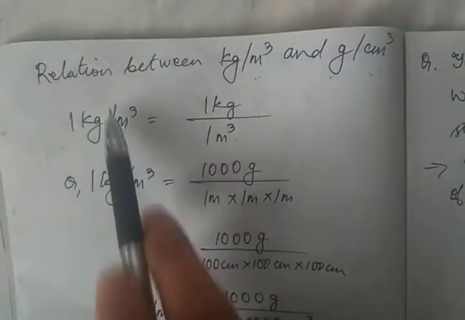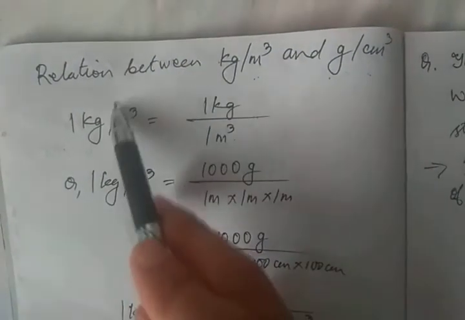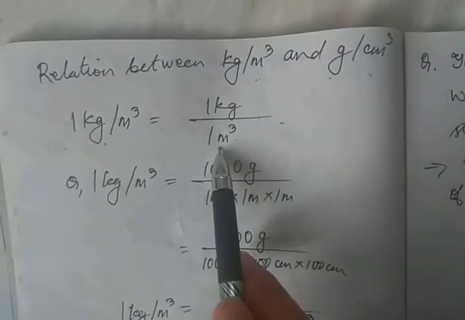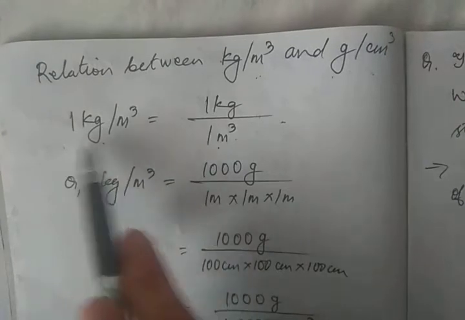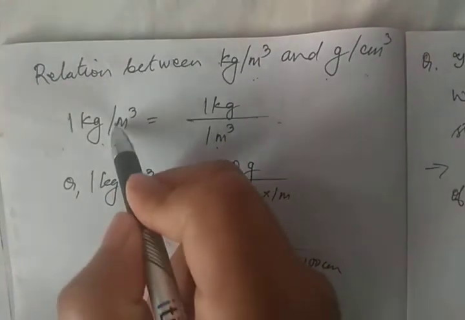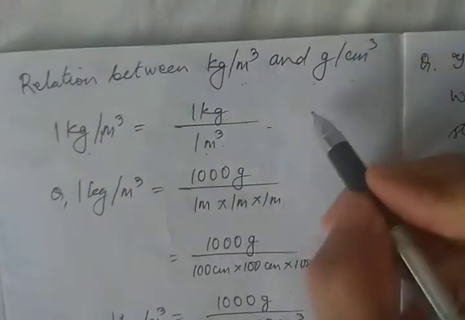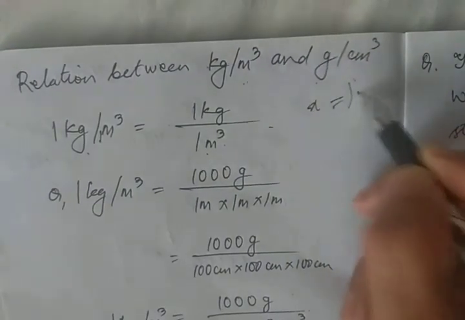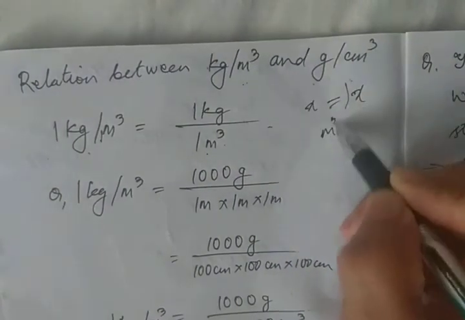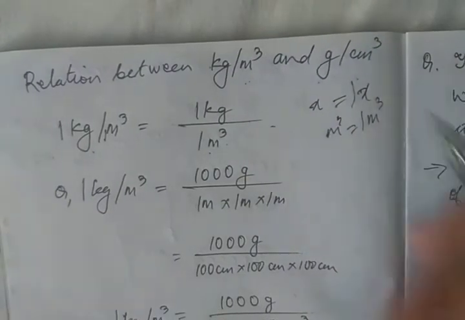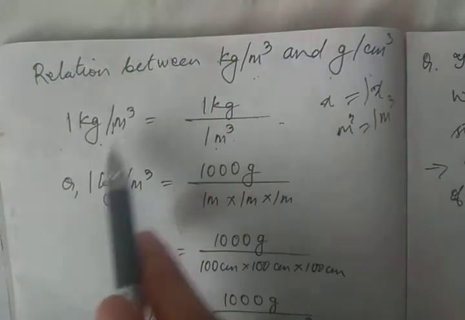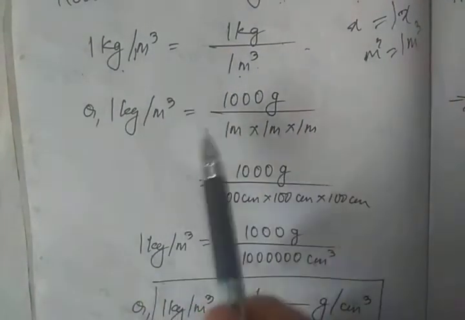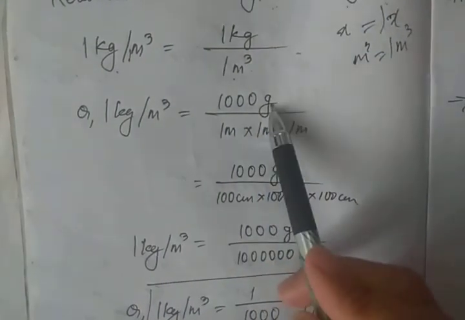Okay, so 1 kilogram per meter cube means 1 kilogram. This per is the division sign. So 1 kilogram divided by 1 meter cube. Like I told in the last video also, in algebra when you write x, it means 1x. So meter cube means 1 meter cube. So 1 kilogram per meter cube means 1 kilogram divided by 1 meter cube, and 1 kilogram means 1000 grams.